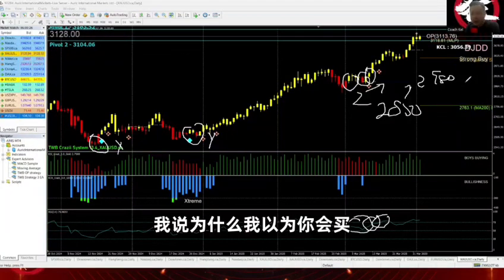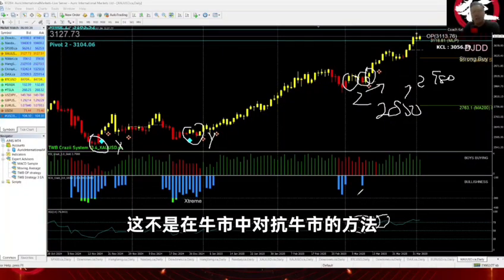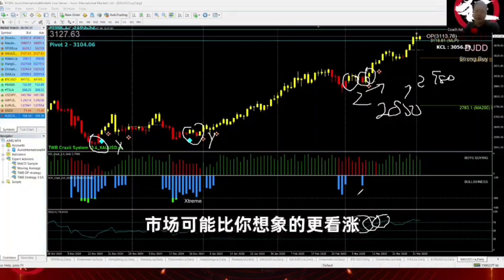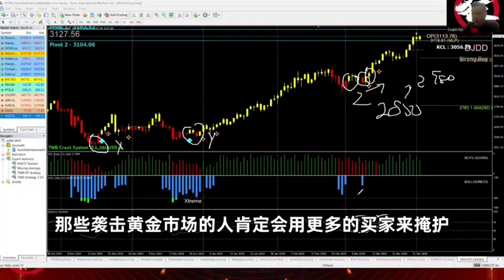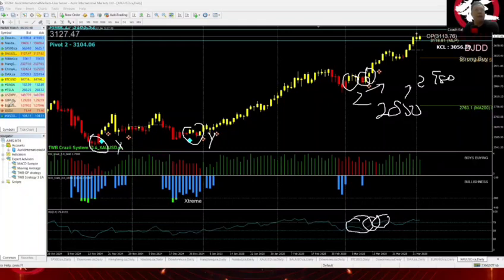A lot of people called me up on the phone and told me, Kel, I'm stuck in the gold. I said, why? I thought you'd be buying. Yeah, but I shorted the gold. I said, why did you short the gold? Because the RSI says very high. Oh gosh, this is not the way to fight a bull. In a bull market, the market can be more bullish than you can even think of. And those people who short the gold market will definitely be covering back with more buying later. So that's the reason why we don't fight the market.